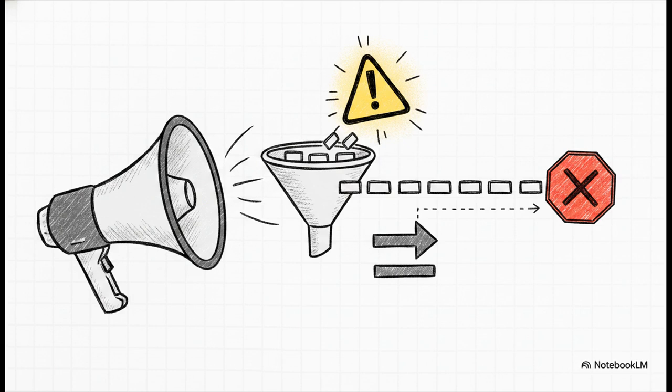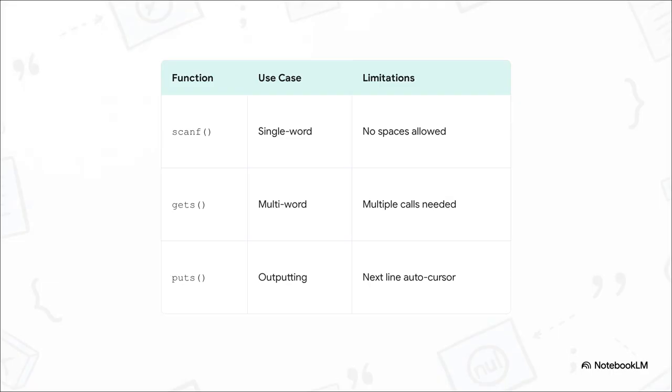Now here's a really cool behind-the-scenes detail. When your user types a word and hits the Enter key, scanf automatically tacks on that null character for you in memory. However, scanf does have one major glaring flaw. And that flaw? It's spaces. Let's say you use scanf to ask a user for their full name, like Harry Potter. Scanf will actually stop reading the exact moment it sees the space between a first and last name. It just cannot handle multi-word strings.